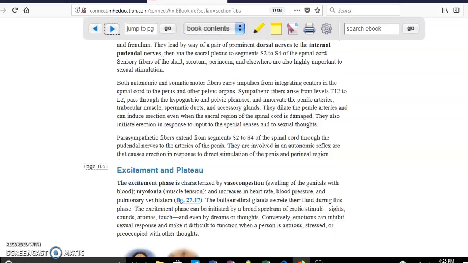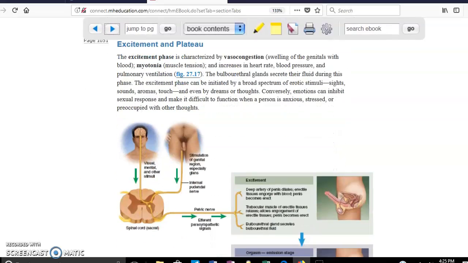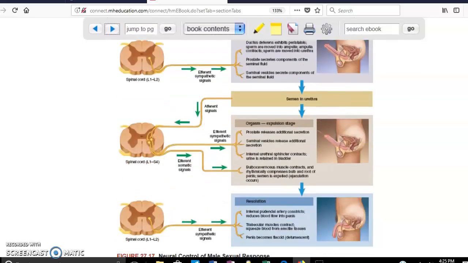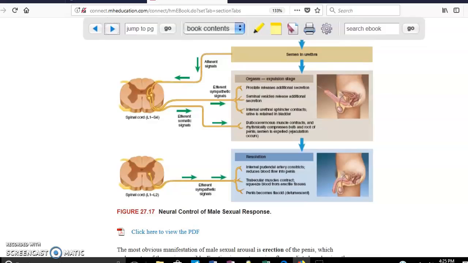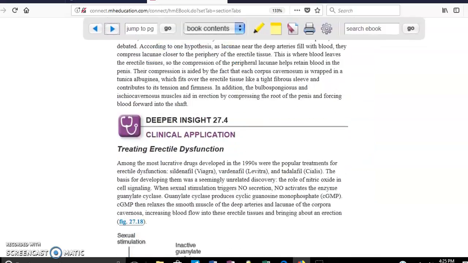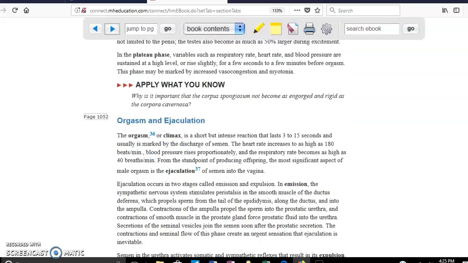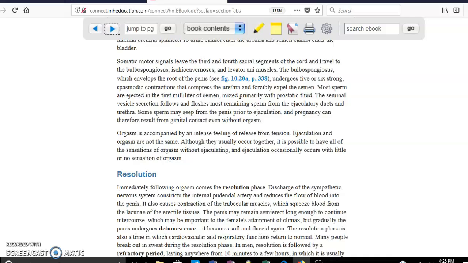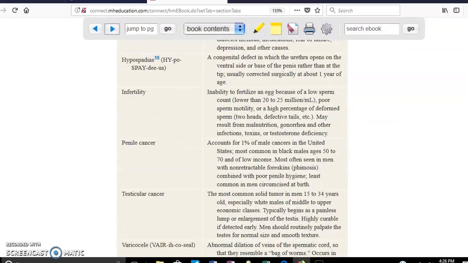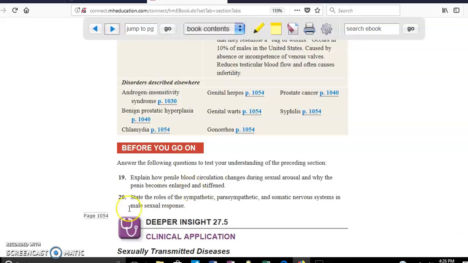Well, after that, obviously the beginning is excitement and plateau, increasing blood pressure, increase of heart rate as well as respiratory rate, and increase obviously in the amount of blood at the level of the penis. After that, we keep scrolling down. It's going to be orgasm and ejaculation. Once that is done, the sexual intercourse has to have a resolution. In the case of males, that is going to be because the penis is no longer going to be hard. And the reason why that is going to happen is vasoconstriction at the level of the internal pudendal artery. So after that, it's just diseases, which I'm not going to talk about, and that's about it.